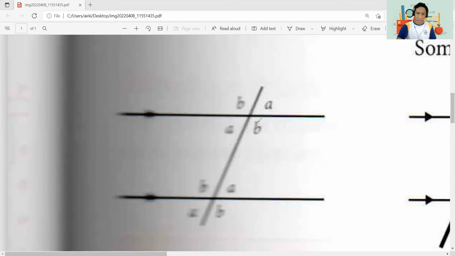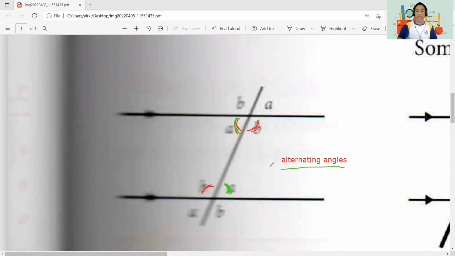Another one. As you can see, the angle B here and angle B here are equal. It's because they are alternating angles. Okay, I'll give you another one. So angle A here and angle A here are also equal. The reason is, it's alternating angles.